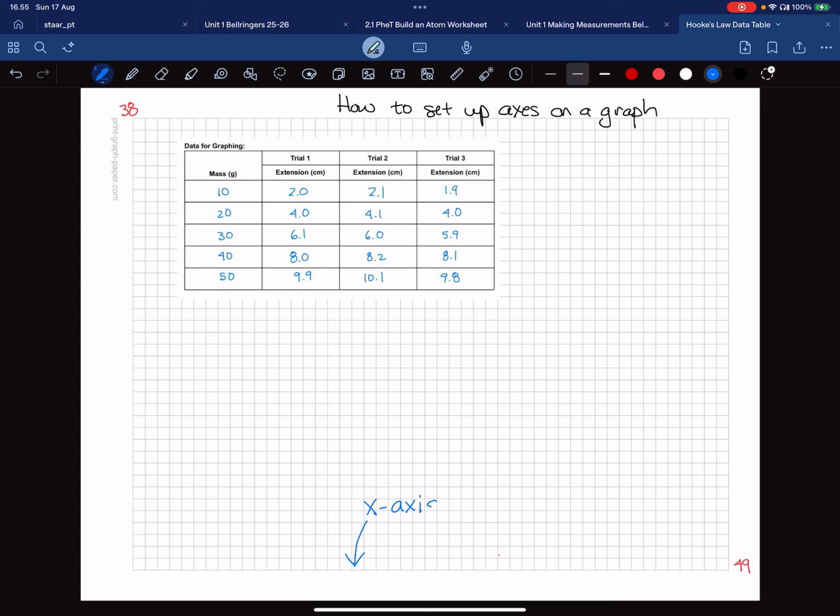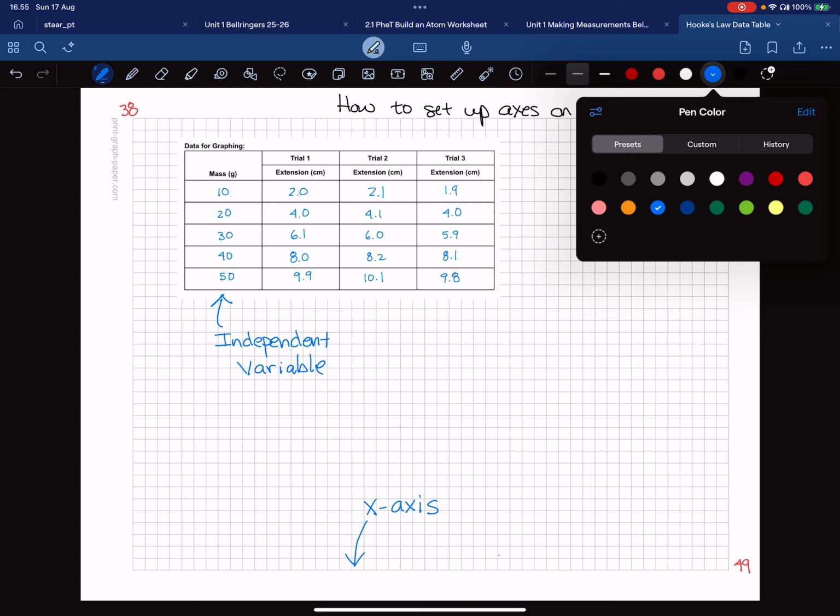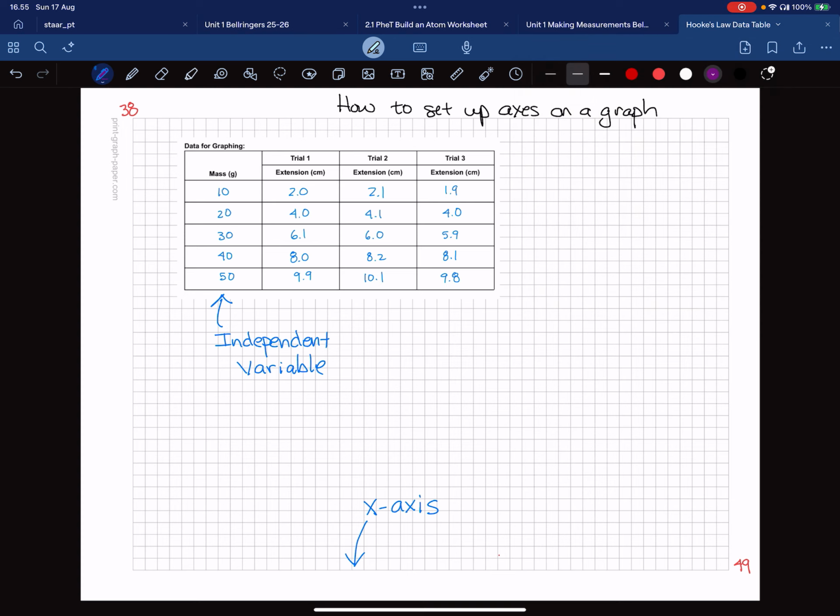This right here, this is the x-axis. And the x-axis always comes from the independent variable, the thing that you changed. So you changed the mass of the weight hanging off of the elastic band. This right here, this is the y-axis.